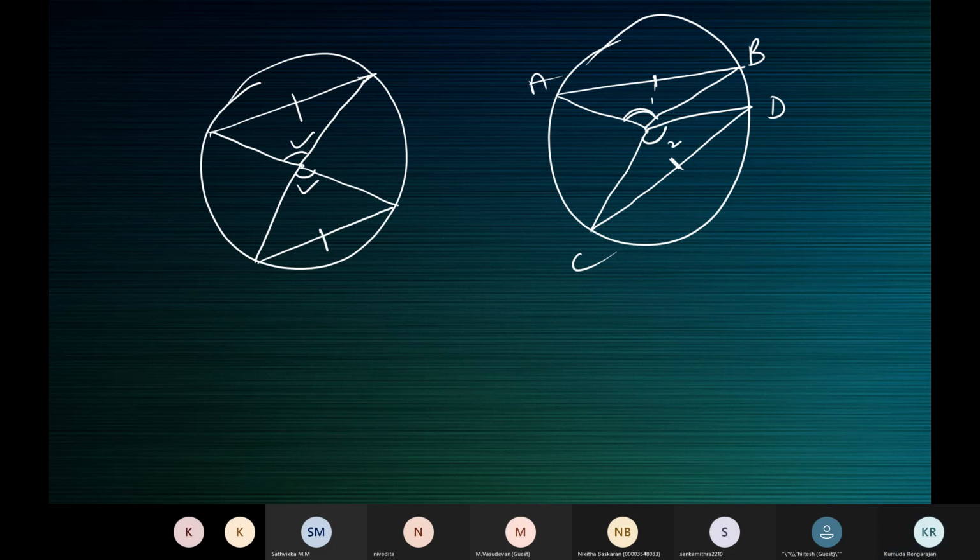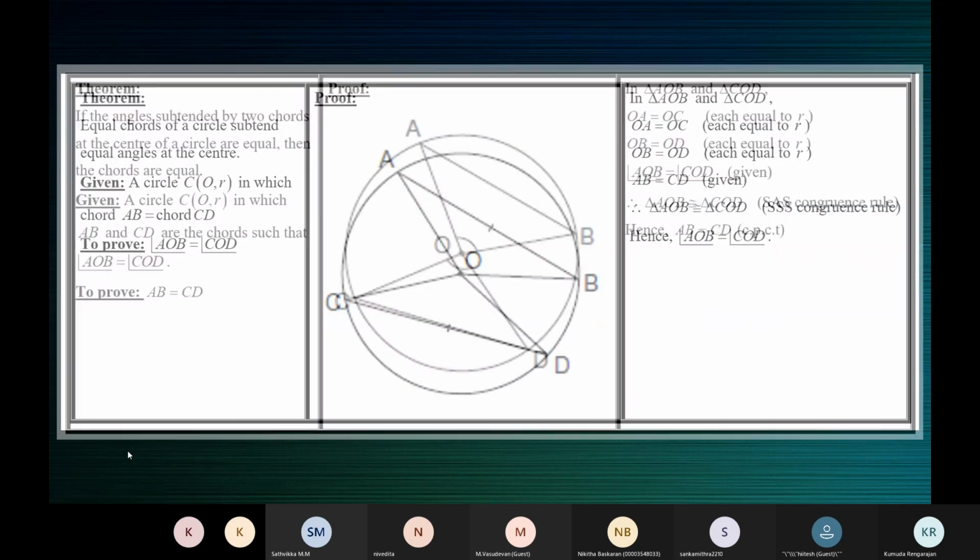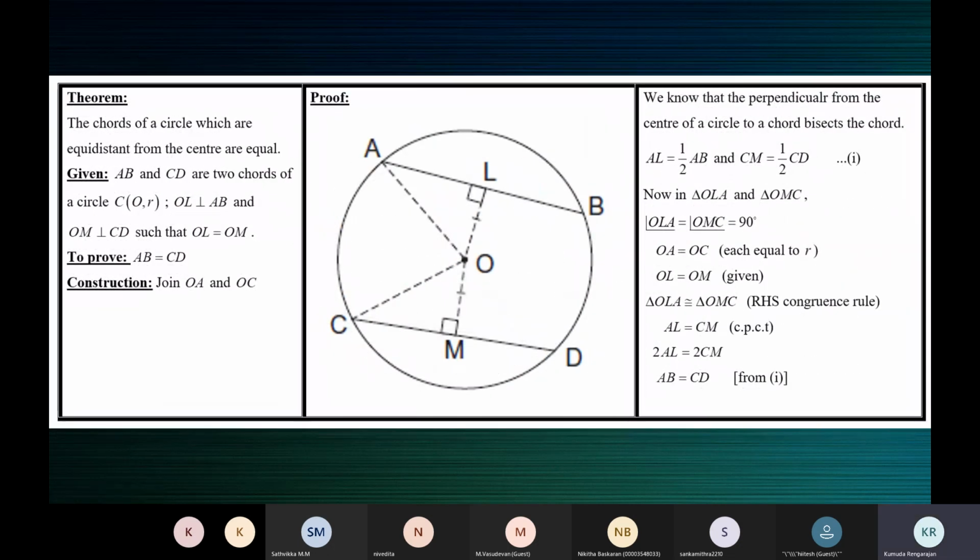Theorem, converse: equal chords are equidistant from the center. Converse: chords that are equidistant from the center are equal. Theorem: equal chords subtend equal angles at the center. Converse: chords that subtend equal angles at the center are equal. That finishes the 6 theorems we have in this chapter.